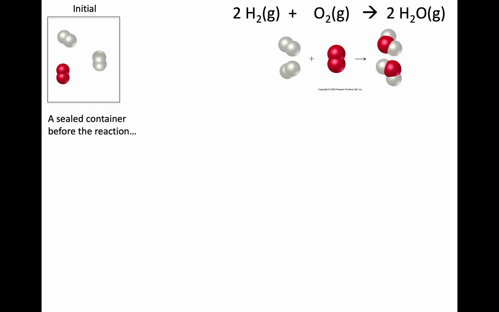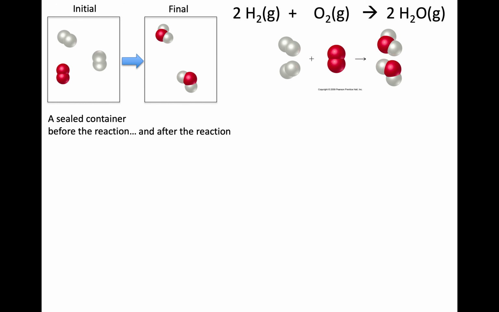Here's another way that we might see this described. Initially, we have a sealed container before the reaction. I see 2 molecules of hydrogen gas and 1 molecule of oxygen gas. After the reaction in that same sealed container, I now see the products. So particle representations for chemical reactions many times are shown this way. A box that shows what was initially there, and then a box to show the final.